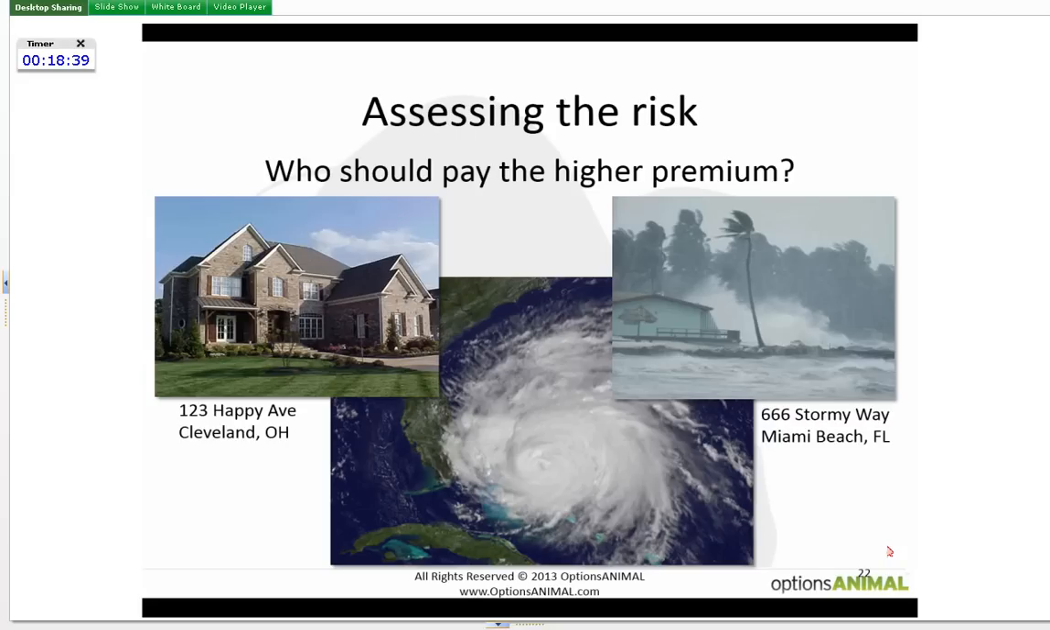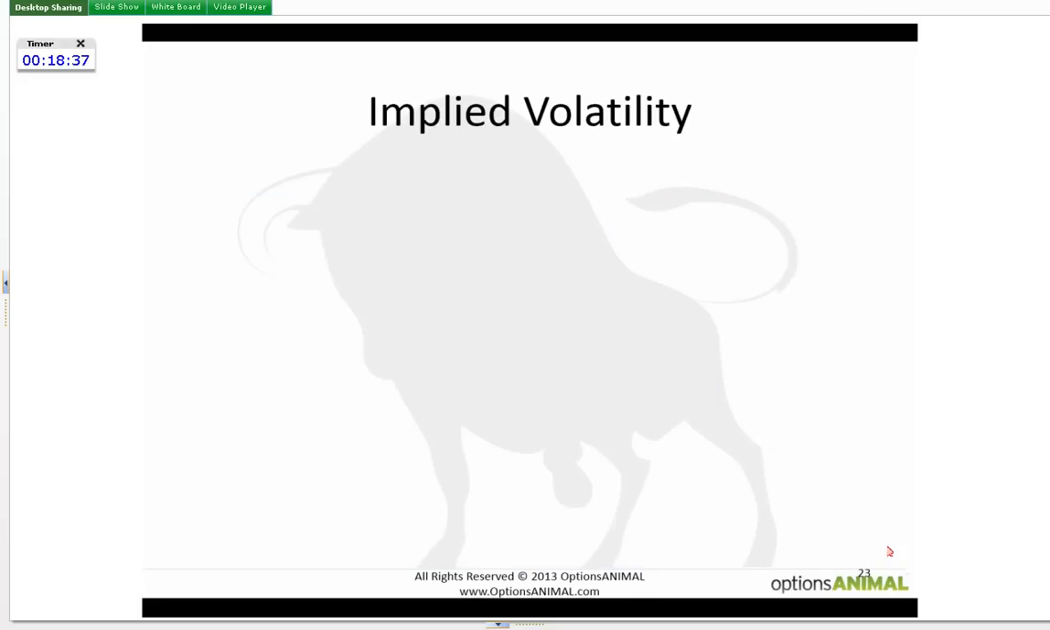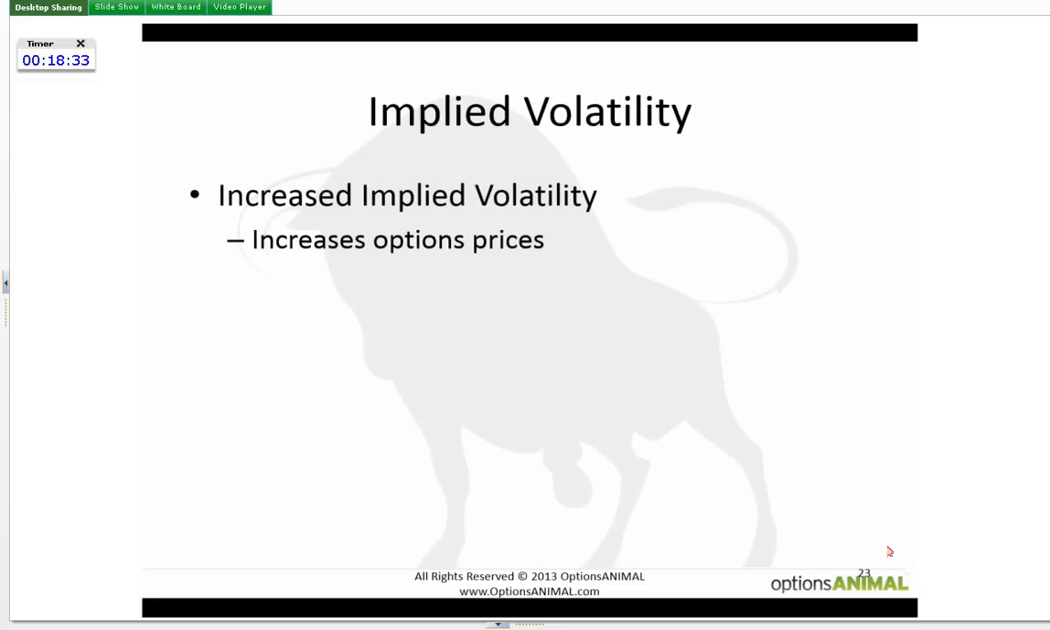And so all options are expensive. That's implied volatility. So an increase in implied volatility increases the option pricing. It's a measure of potential risk. Again, it's not bullish or bearish. It's just looking and saying, is there a potential for movement? So it makes the option prices go up as implied volatility increases.